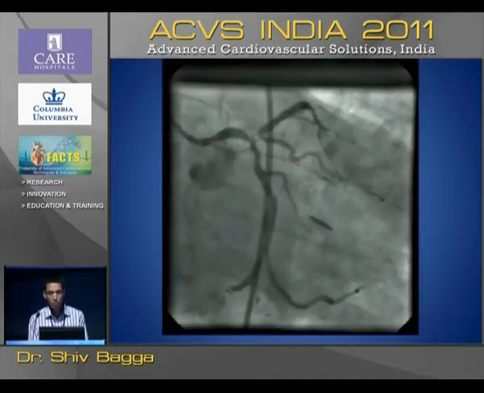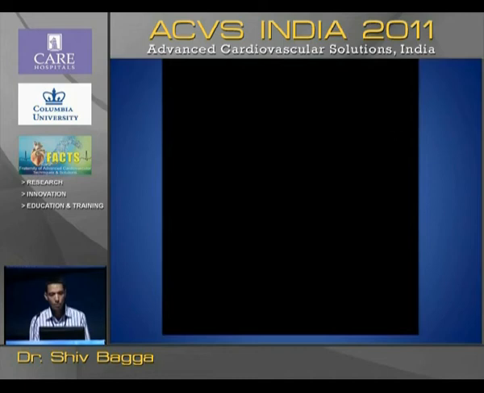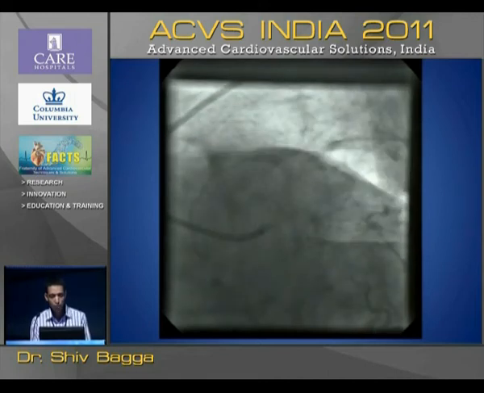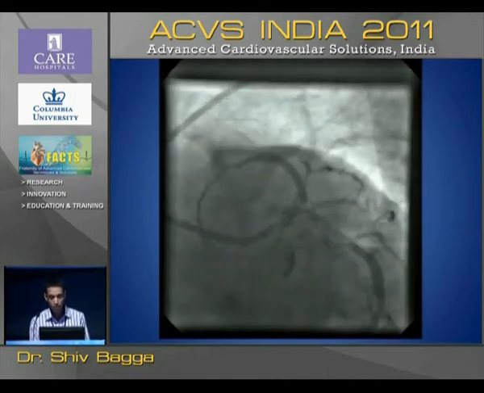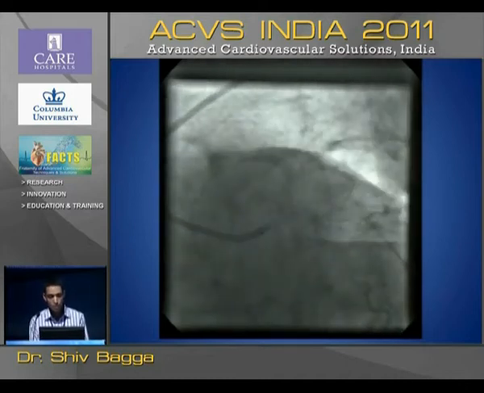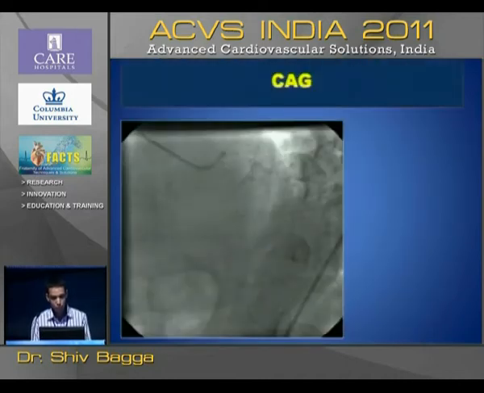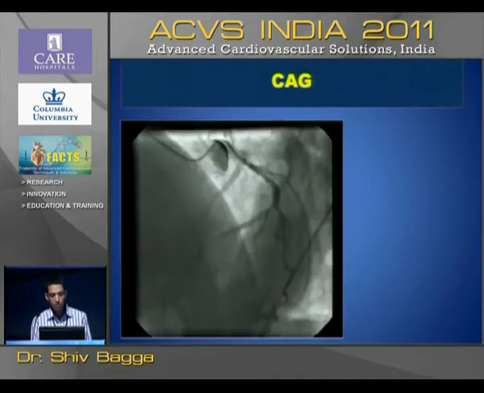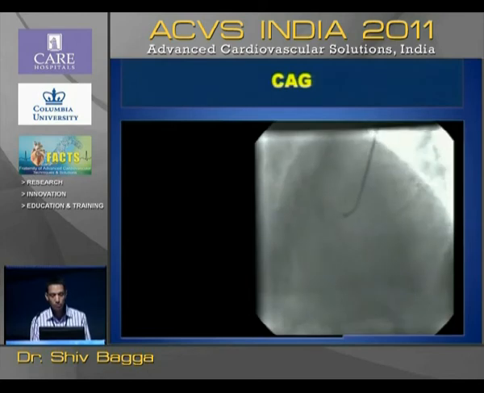So this is the angiogram, which showed a true bifurcation lesion involving the left main bifurcation. We had a very critical lesion in the ostial LAD and a disease in the circumflex, which was a dominant circumflex. The right coronary artery was totally occluded.